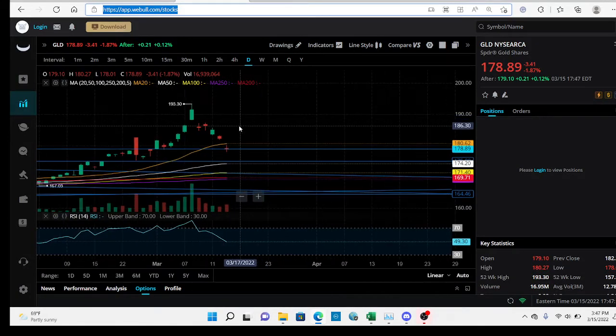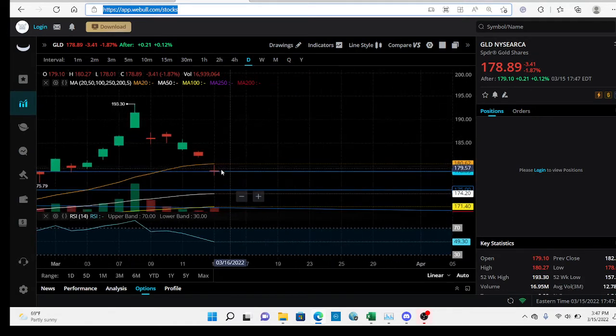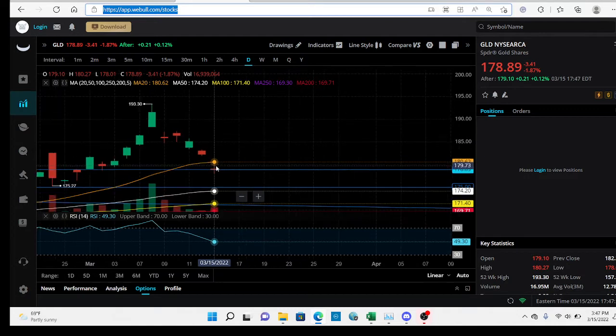Now with gold, I want to note that gold has a doji. A doji is basically when you see a candle like this, where it's neither really up or down, and it's just kind of in the middle. You call this an indecision candle. So you don't really know where we're going next. But I did see a hint right here.